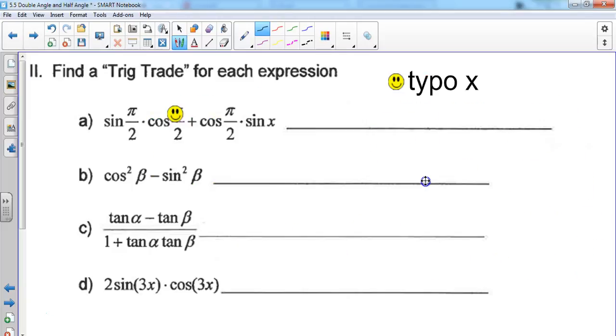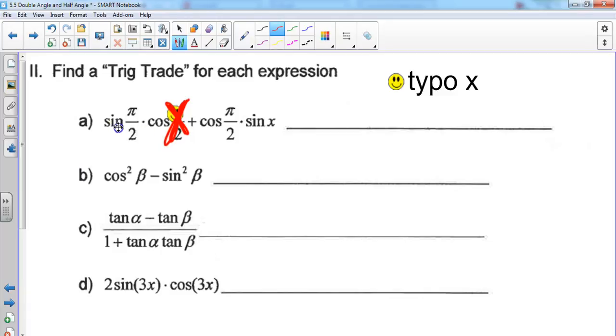All right. This section, first of all, this is supposed to be an x. That was a typo. These are just use your sheet for a trade. I love these. These are fun to me because I'm a little sick, right?